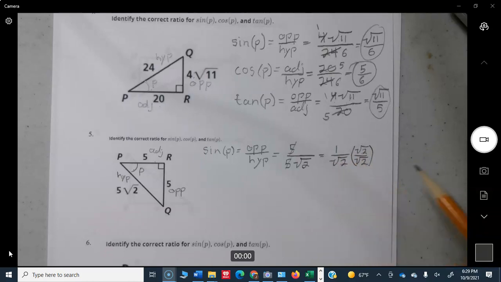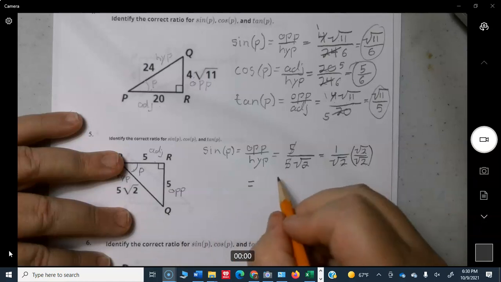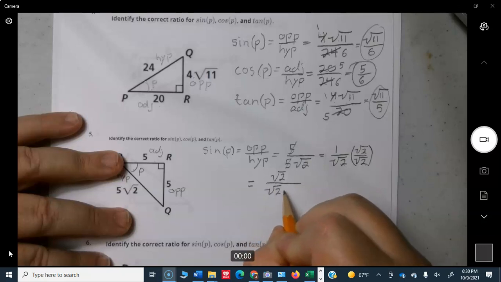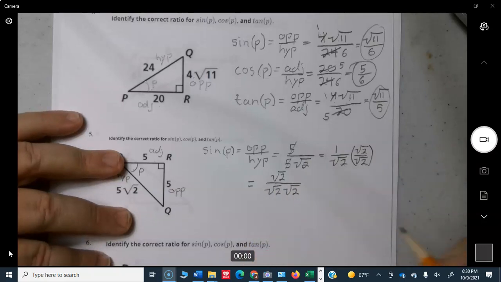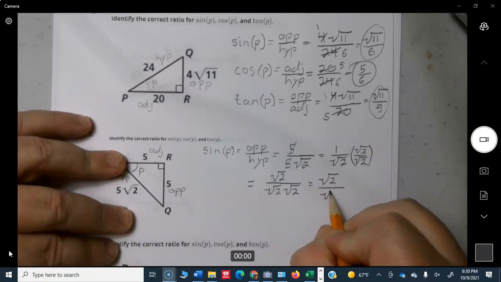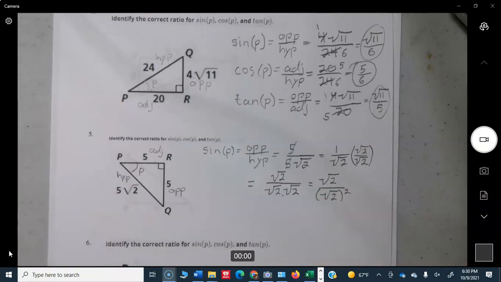So all I'm doing is multiplying this by 1. That's perfectly legal. So if you're wondering, is it legal to just do that? Sure. If you take this and you multiply it by 1, you end up with the same value. The number's going to look different once I do this, but it's going to be the same number. Okay, so this equals the square root of 2 over the square root of 2 times the square root of 2. And that equals the square root of 2 over the square root of 2 squared. Well, what's the square root of 2 squared?